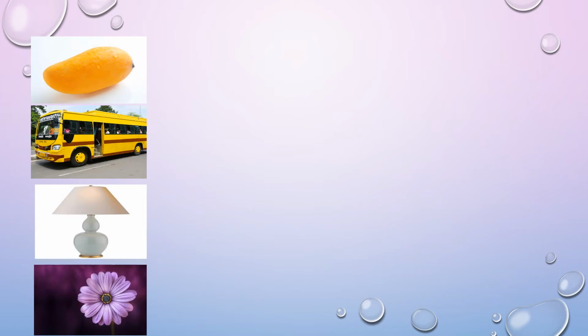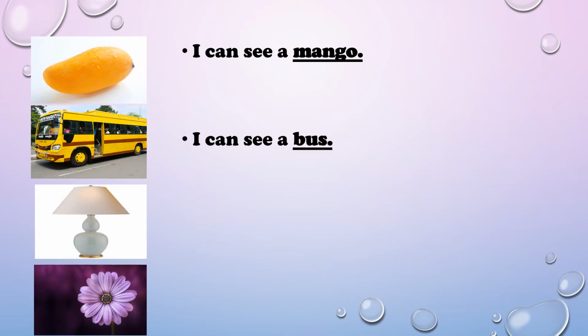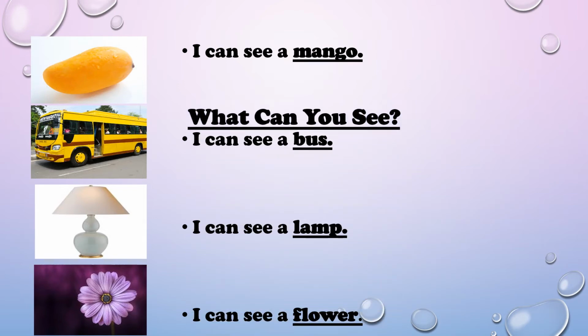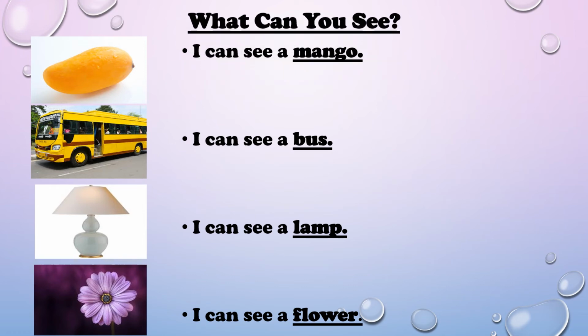What can you see? I can see a mango. What can you see? I can see a bus. What can you see? I can see a lamp. What can you see? I can see a flower. All these things are nouns, and you have to tell me when I ask you, what can you see? I want you to answer me, okay? So you have to say it loud.